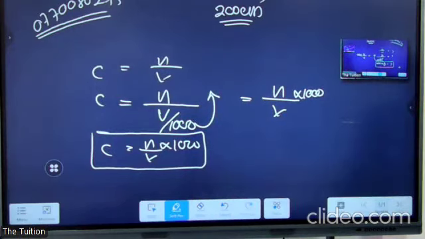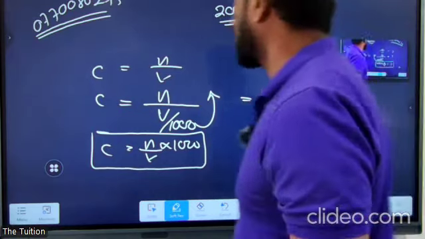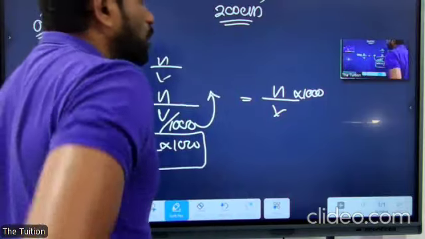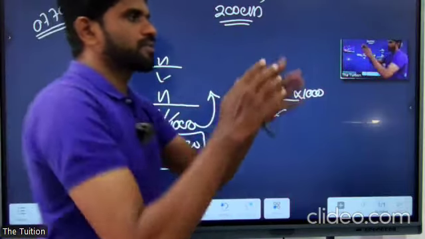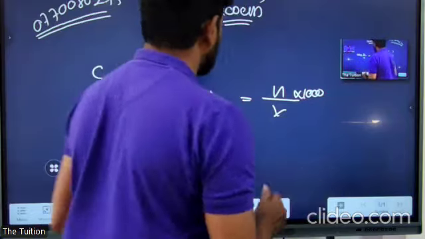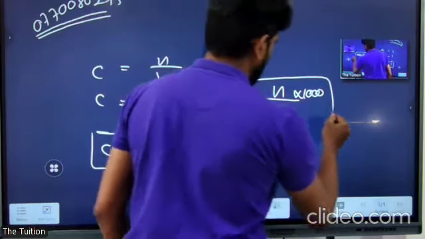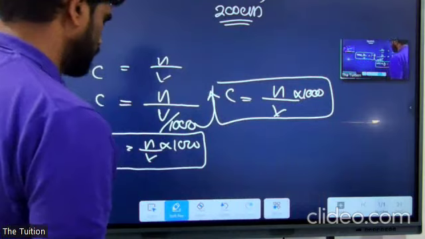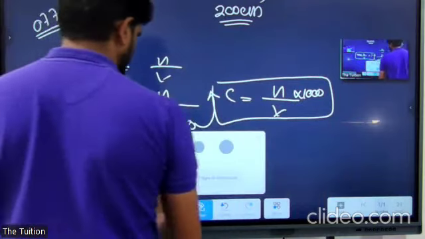I have given two equations. What are those two equations? Here they are. Right? C equal n over V, and C equal n over V into 1000. That is what we use. Let's see, we'll discuss.